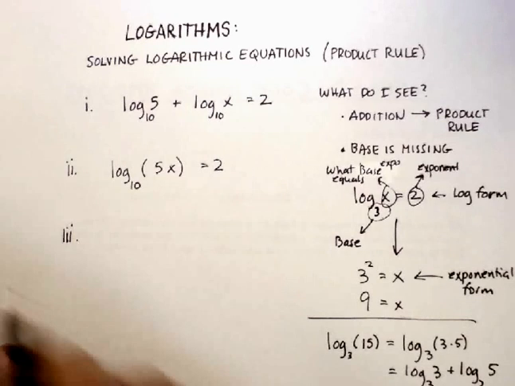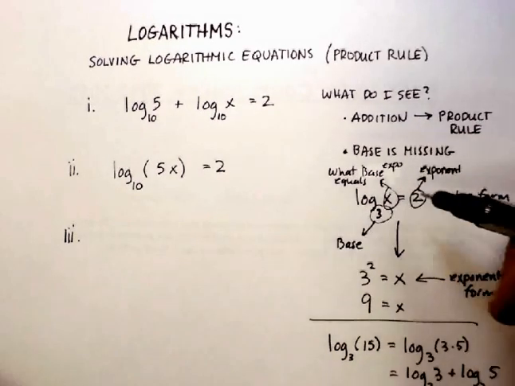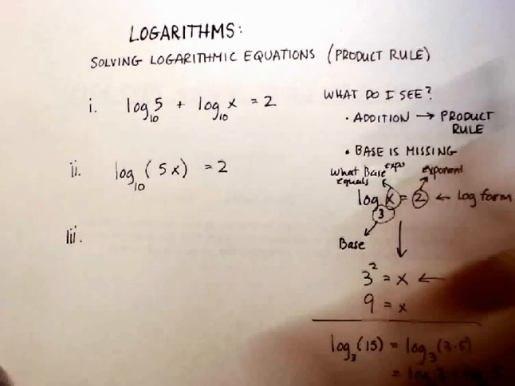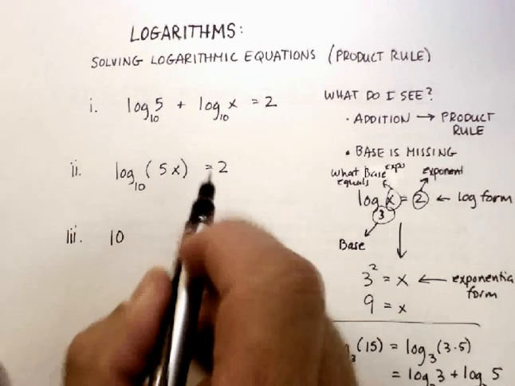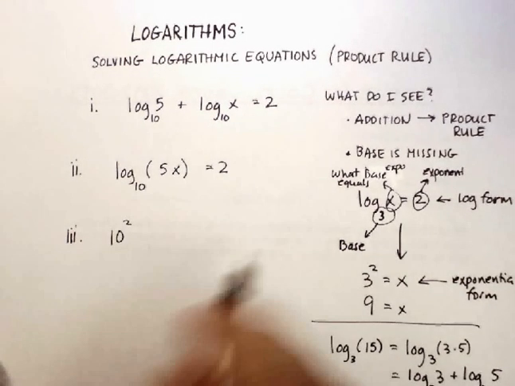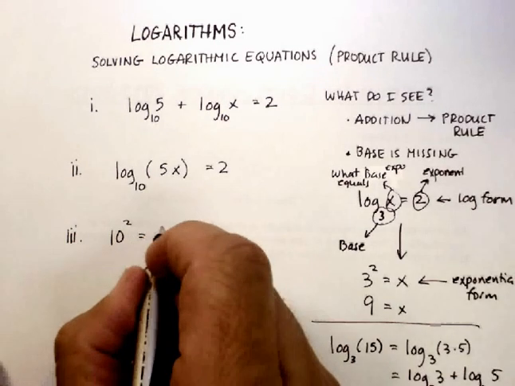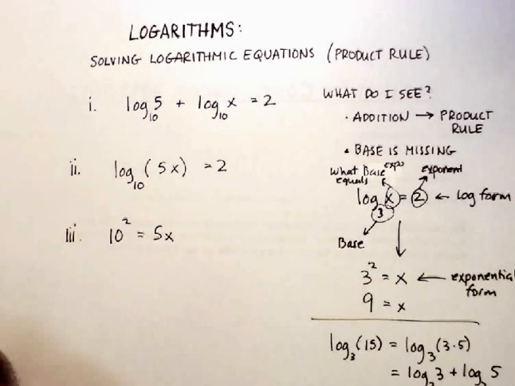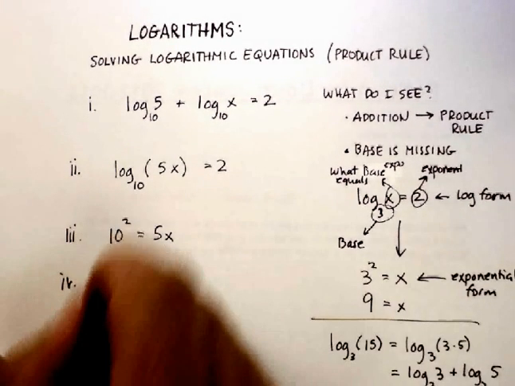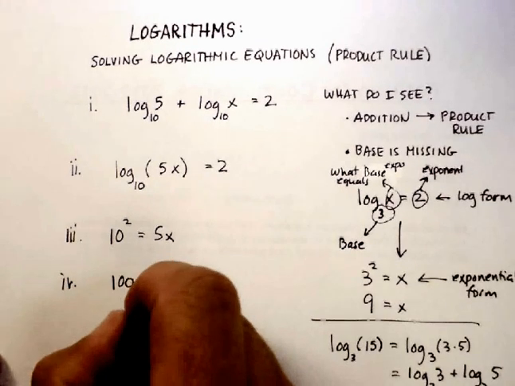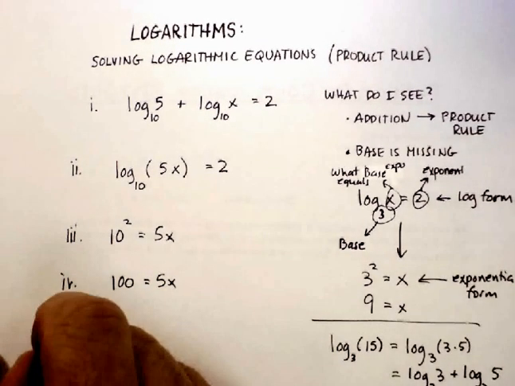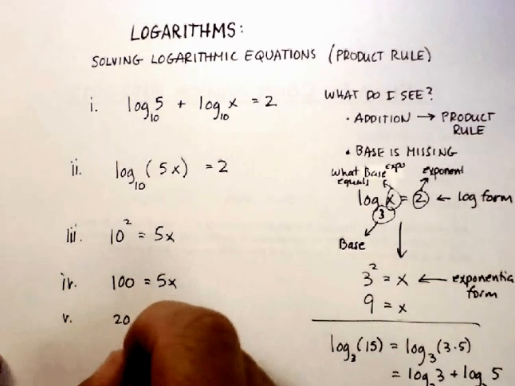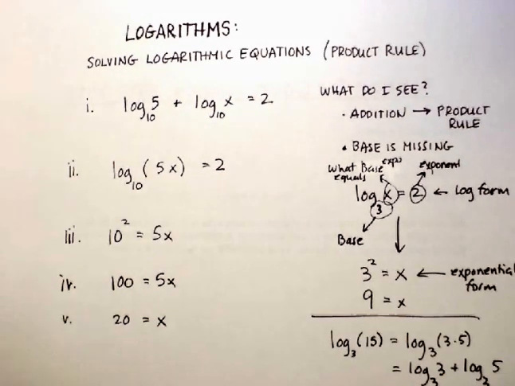Now, I'm going to go back and use my exponential form and logarithmic form. I can change this to the base, which is 10, to the 2, which is the exponent, and that's going to be what it's equal to, 5x. Now look what I've got here. 10 squared is 100, which is equal to 5x. Divide both sides by 5, and you get 20 is equal to x. And there's your answer. Okay?